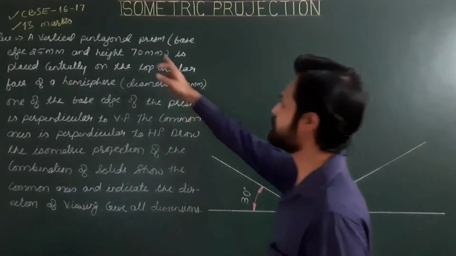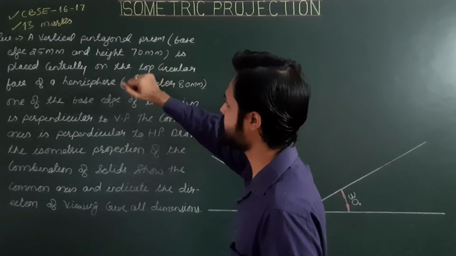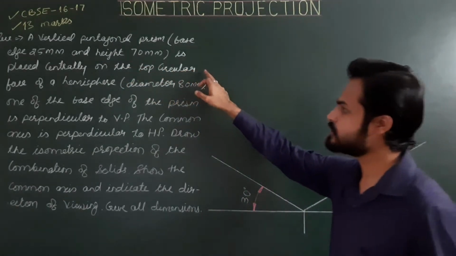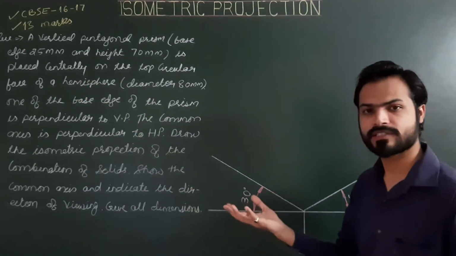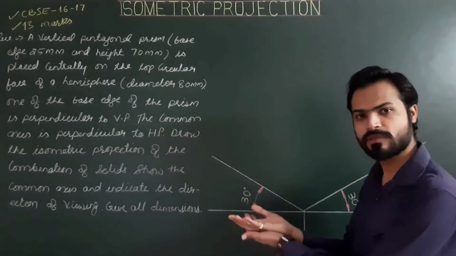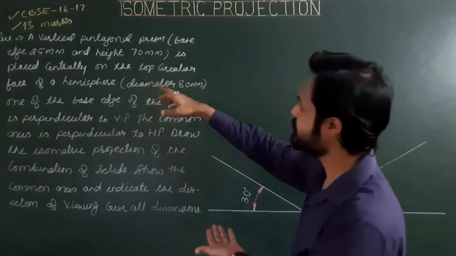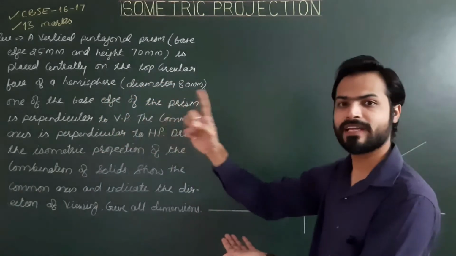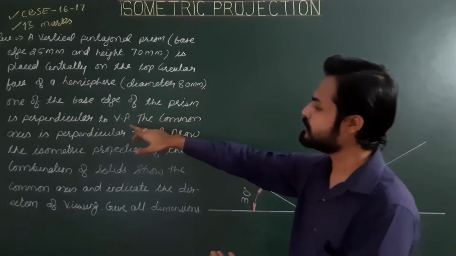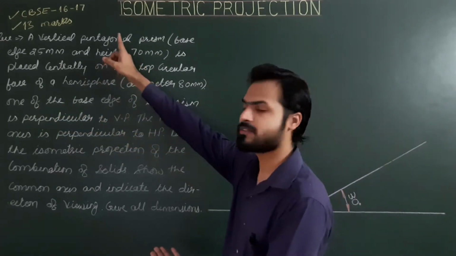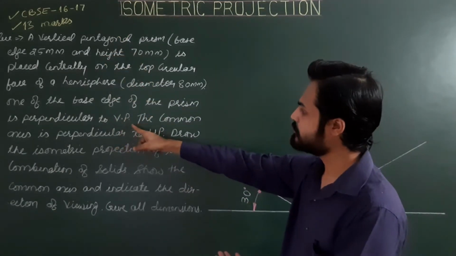This problem is a combination of a pentagonal prism and a hemisphere. The pentagonal prism is placed centrally on the top circular face of the hemisphere. It means the hemisphere is resting on its curved face or curved portion on the horizontal plane, and the pentagonal prism is resting on its upper circular flat face. For the pentagon, one of the base edges is perpendicular to VP. So the first base edge of the pentagonal prism is perpendicular to VP.